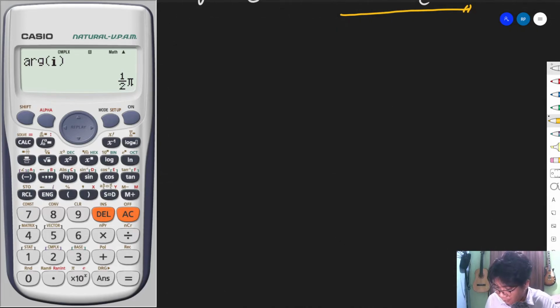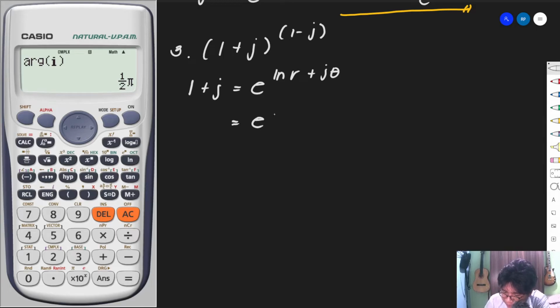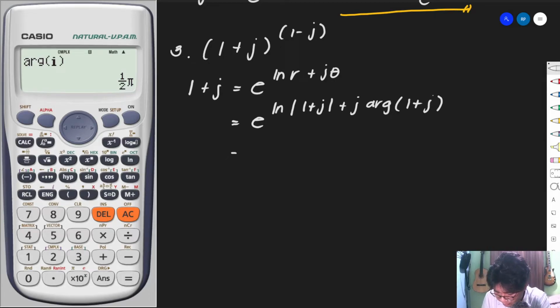Let me just scroll down our whiteboard. So, we have number 3. We have 1 plus j raised to 1 minus j. The form is almost the same as our second example, so we use the same method. We have here 1 plus j, which is equivalent to e raised to ln r plus j theta. So, e raised to ln of the absolute value of 1 plus j plus j times the argument of 1 plus j.